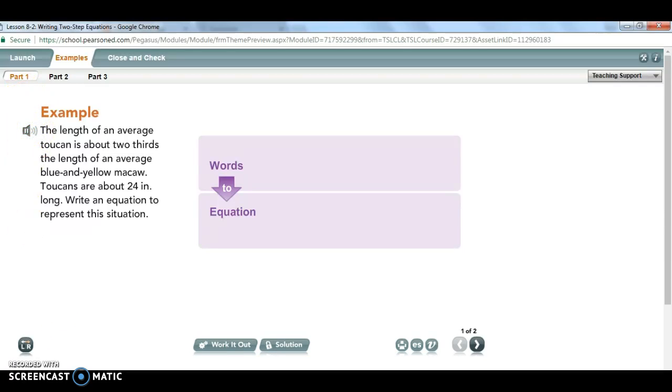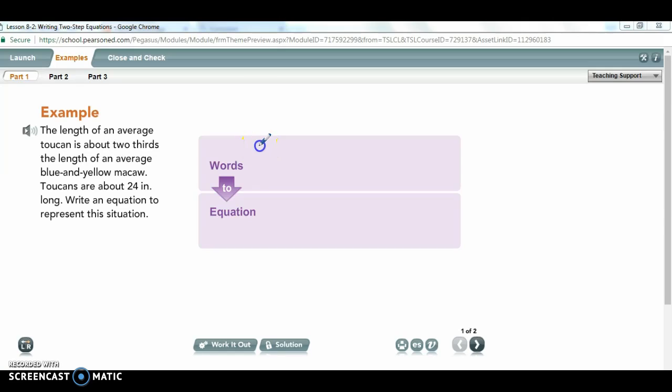The length of an average toucan is about 2/3 the length of an average blue and yellow macaw. Toucans are about 24 inches long. Write an equation to represent this situation. So first we want to take the words that we see in our word problem and then change it to an equation. So that's what this little graphic organizer is wanting us to do over here.